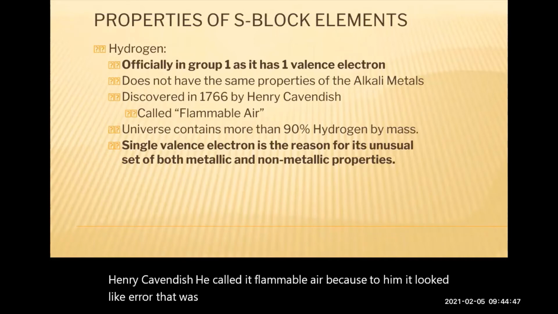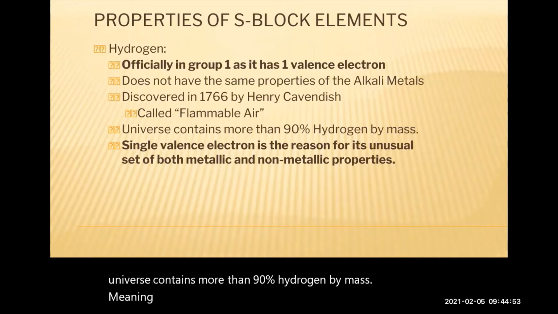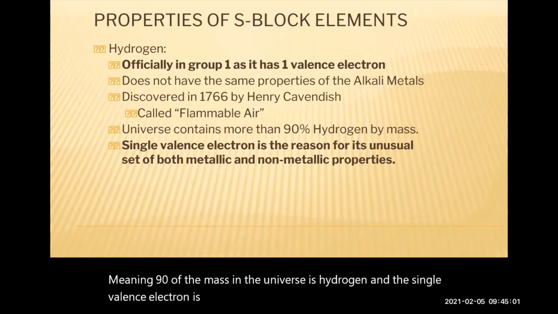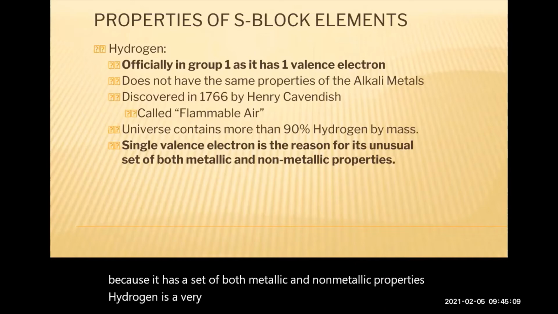And a really cool fact is that the universe contains more than 90% hydrogen by mass, meaning 90% of the mass in the universe is hydrogen. And the single valence electron is the reason for hydrogen's unusual properties, because it has a set of both metallic and non-metallic properties. Hydrogen is a very unique element.